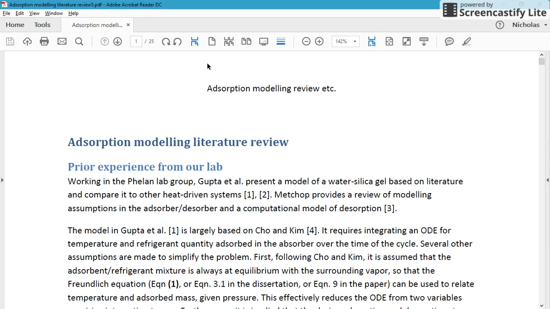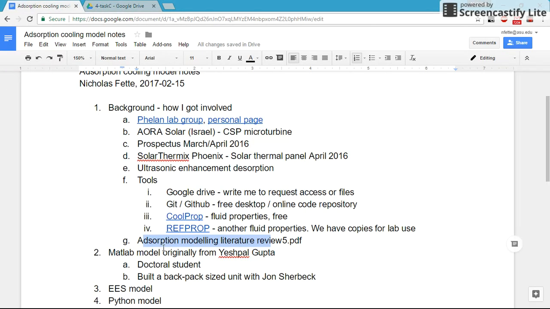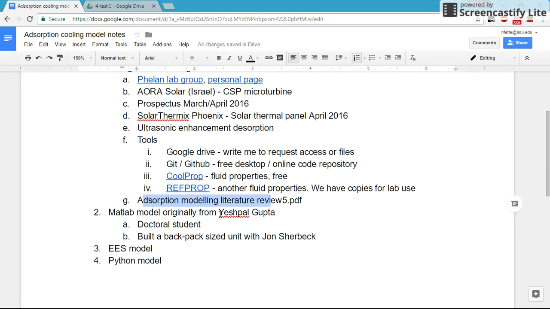It looks like this. So the first thing that I'm talking about now is the same as the first thing in here. It's the student Yashpal Gupta, and he was working closely with Lionel Metchop. I can get back to here. So Yashpal was a doctoral student.